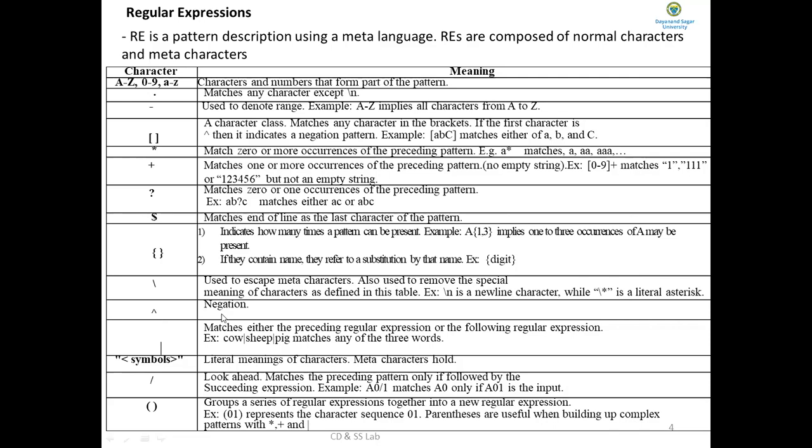Then cap symbol used for negation. Then vertical bar matches either the preceding regular expression or the following regular expression. It is like OR, okay, alternate. Okay. So example, we have the 3 words separated by this vertical bar. What is the meaning of this? Cow, sheep, pig, separated by this meta character vertical bar, matches any one of the 3 words. It matches either cow or sheep or pig.